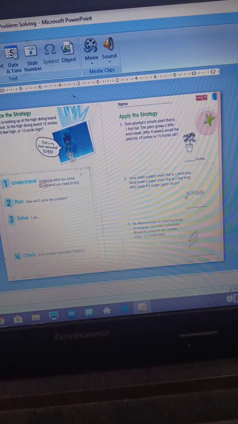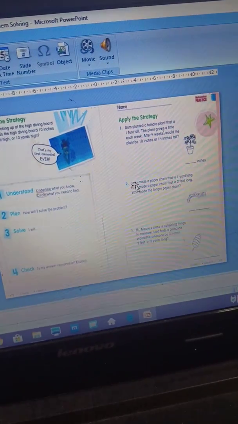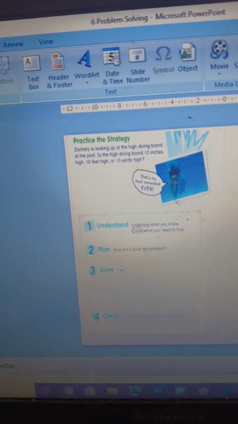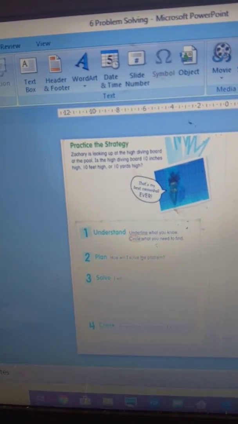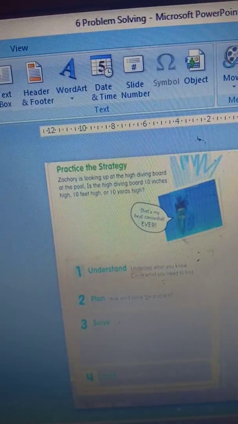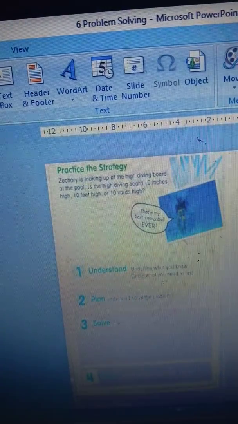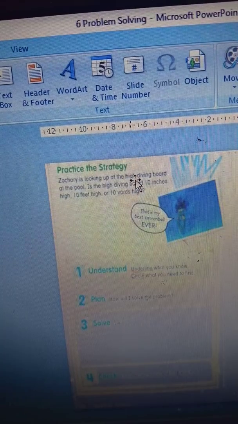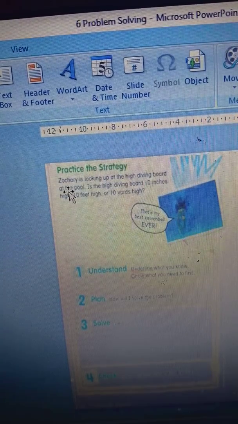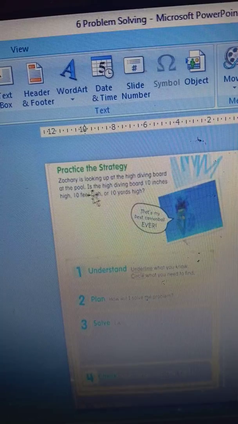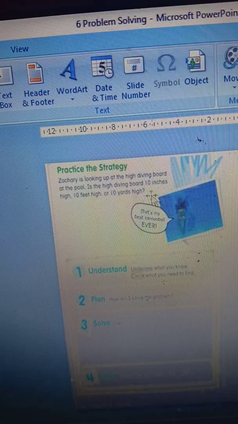Okay, now, let's have this one. Let's practice one more time. Let's solve. Sahari is looking up at the high diving board at the pool. Is the high diving board 10 inches high, 10 feet high, or 10 yards high?